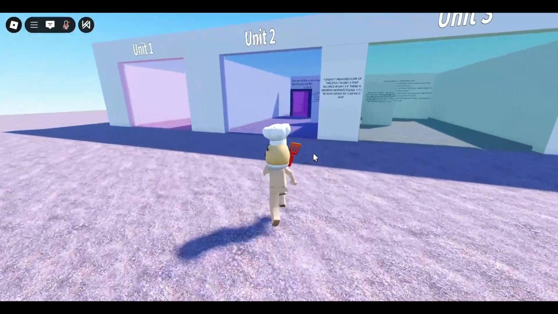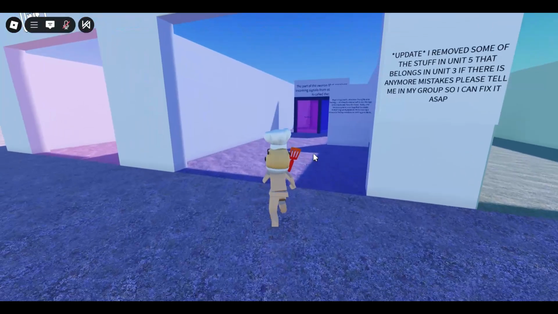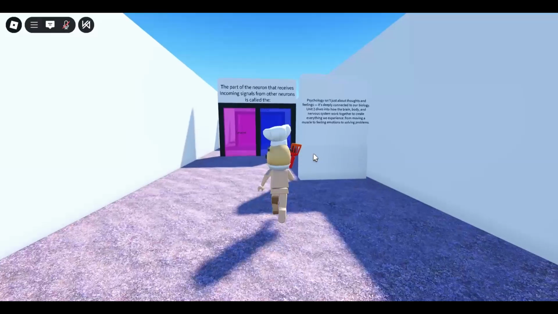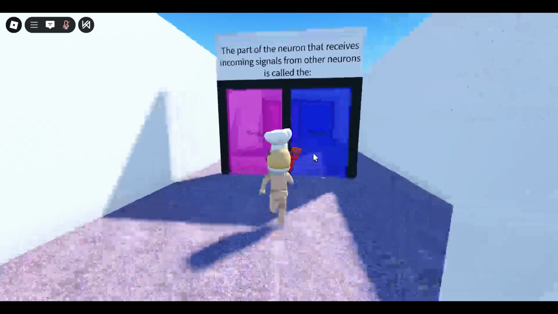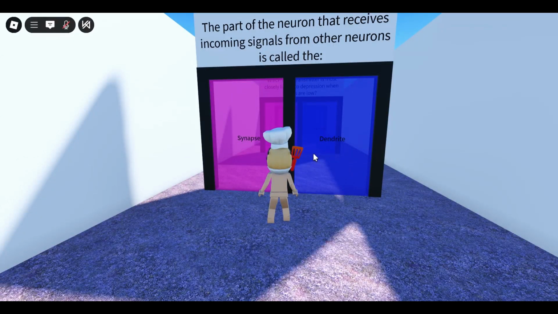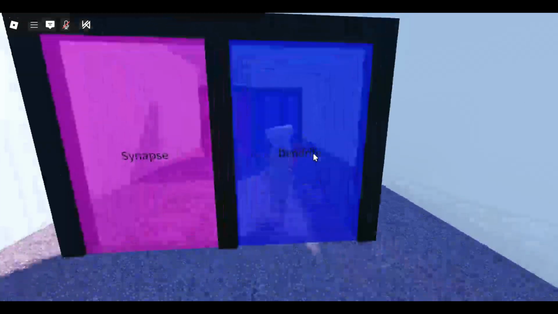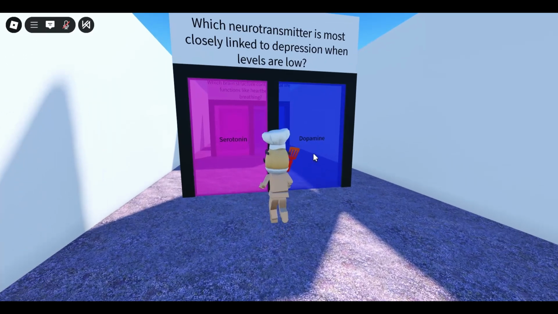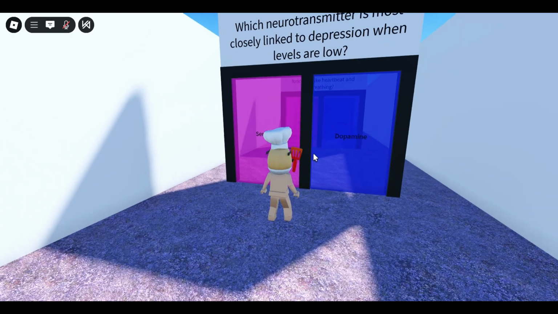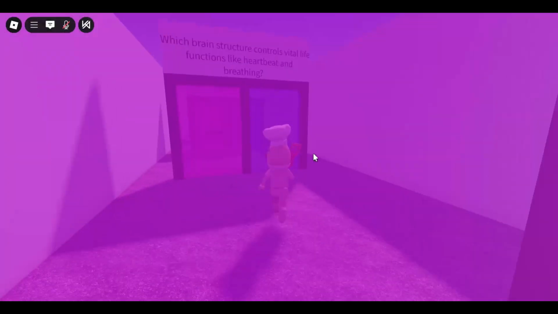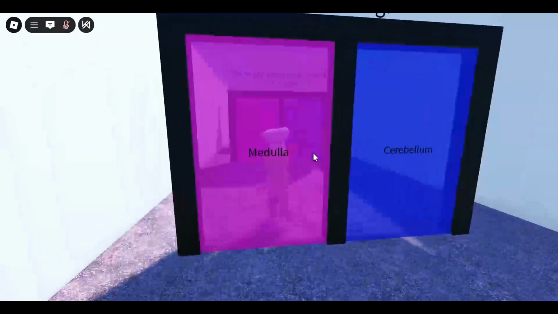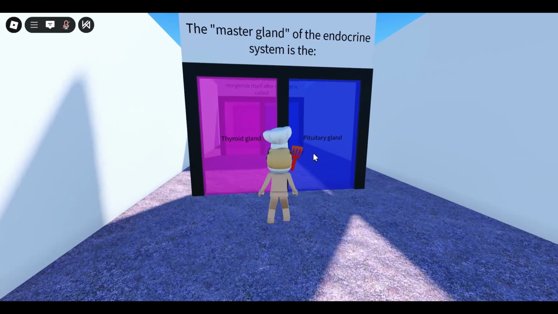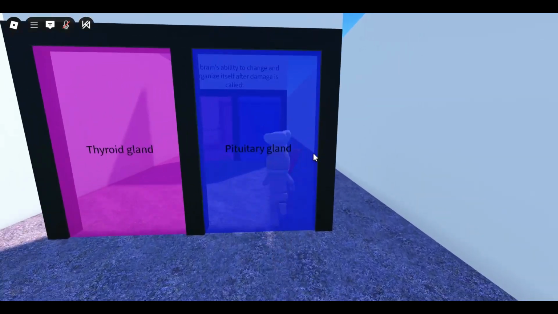So for the next unit, we're going to dive into the biology behind psychology. So question number 1, the part of the neuron that receives signals from other neurons are called dendrites. The neurotransmitter that is linked to depression is serotonin. The medulla controls vital life functions like your heartbeat and breathing. The master gland of the endocrine system is your pituitary gland.